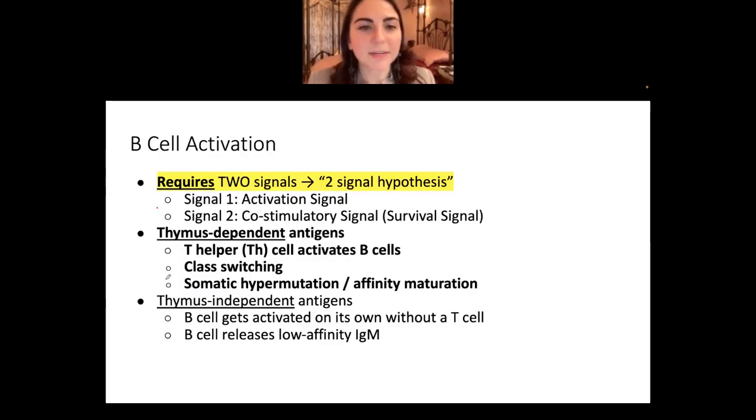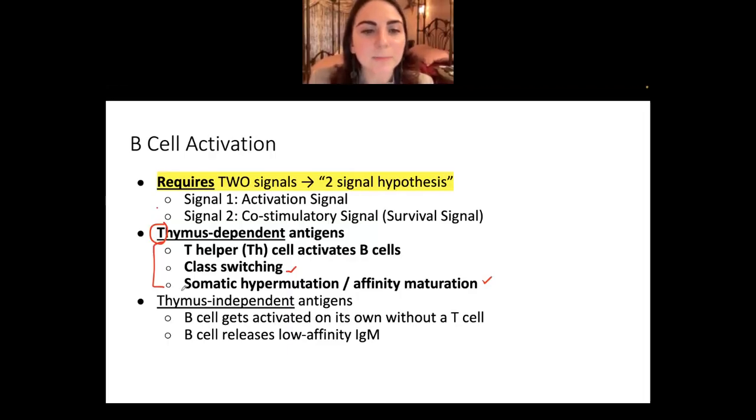Next we have to talk about the different types of antigens. This is going to become important with vaccines. The first are known as thymus-dependent antigens, thymus for T cell. Sometimes people refer to them as T-dependent antigens. So we have T-dependent antigens and T-independent antigens. With T-dependent, we have a T cell. This activation requires a T cell to deliver antigen to the B cell to activate it. This is where we get class switching, somatic hypermutation, and affinity maturation.